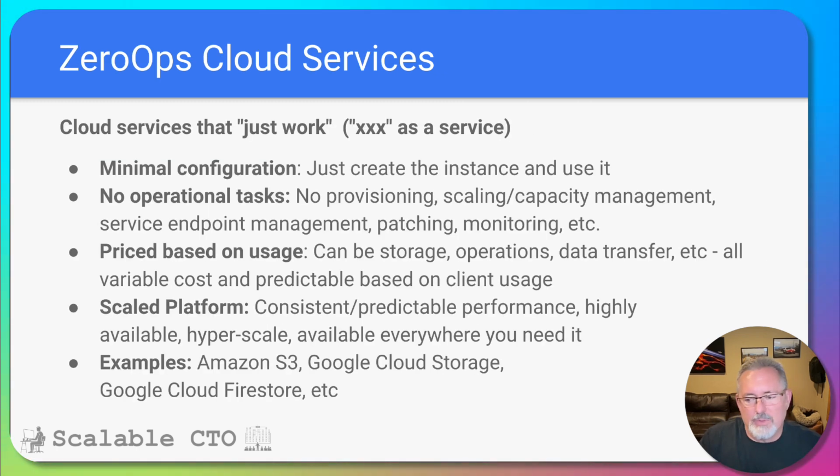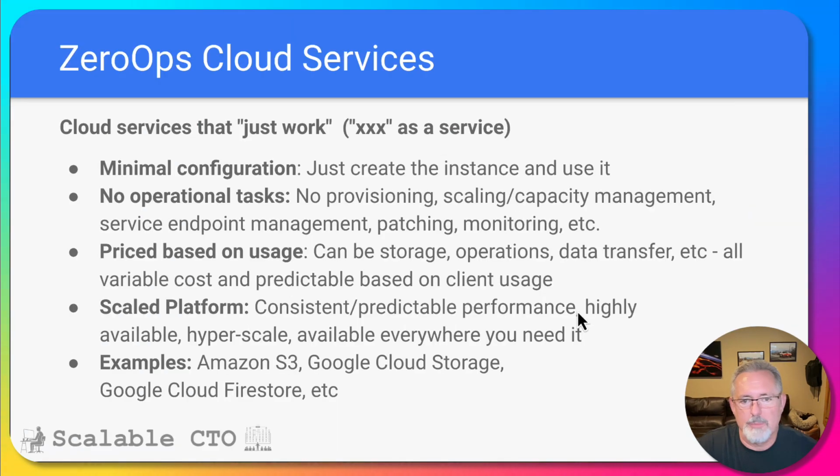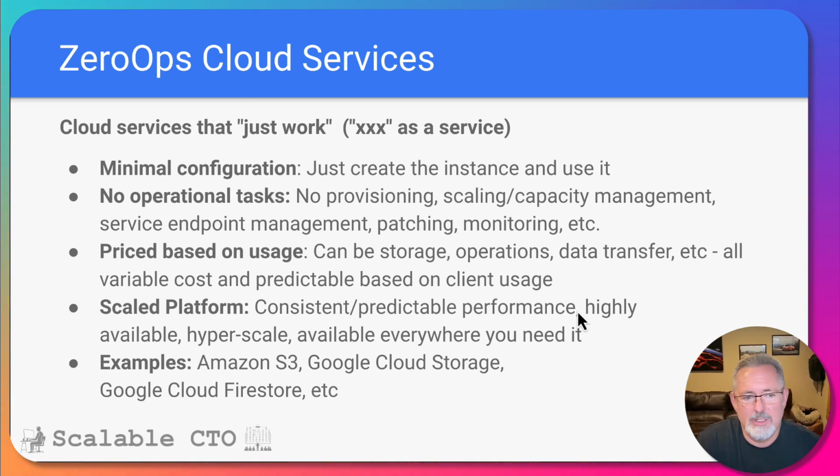And to do that, we have a strong bias towards what I'm calling zero ops cloud services. So these are like cloud services that just work. So it's just something as a service that just works. So these are things with minimal configuration. You just create an instance, start it up, and start using it. There's no operational tasks. Not only do you not have to do these tasks, you can't actually do them. They just don't exist. So no provisioning, scaling, capacity management, deciding what regions you want things in and how you want to patch and scale and monitor. None of that. Ideally priced based on usage, and usage can be defined in a lot of different ways.